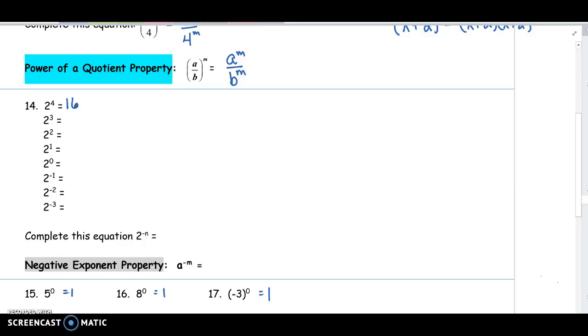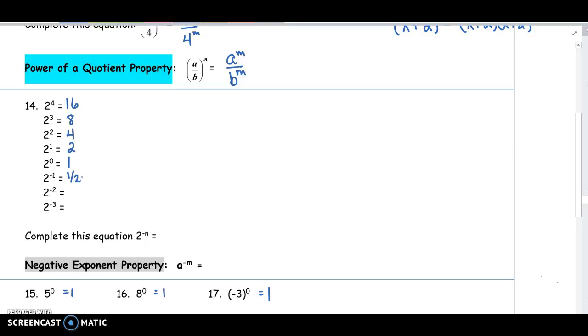Okay, 2 to the 4th is 16. 2 to the 3rd, 2 times 2 times 2, is 8. 2 squared is 4. 2 to the 1st is 2. We just learned that 2 to the 0 is 1. Okay, now take a look at the pattern that's occurring here. As we decrease the exponent by 1, we are dividing by 2. So, what is 1 divided by 2?